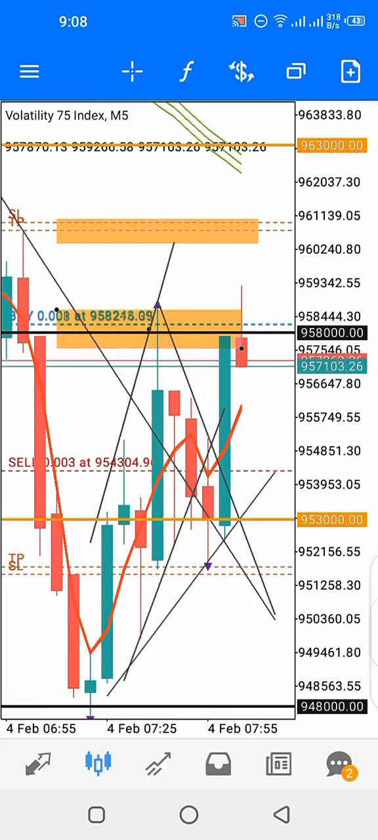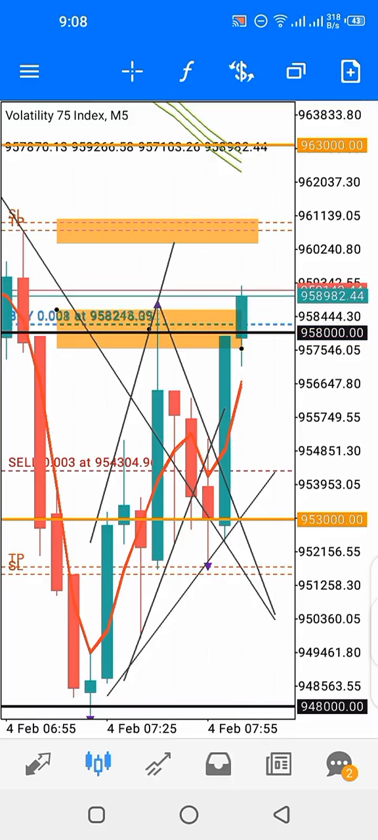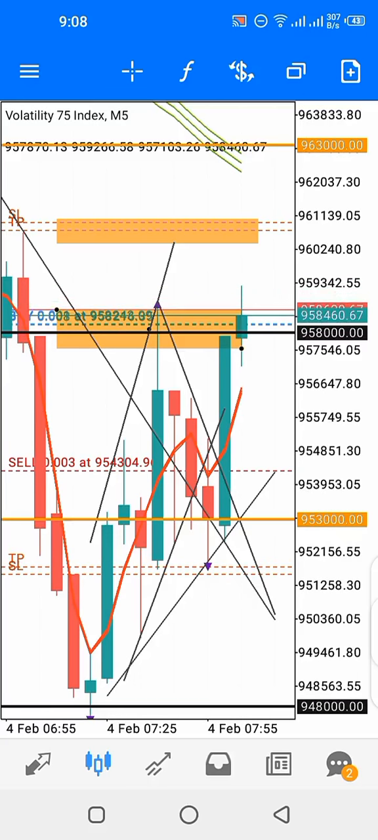So the sellers are trying to push price downward, but I won't expect any long red candle right now. What I'll be seeing more is longer green candles, which will show that the bulls, the buyers are in charge. Longer green candles.